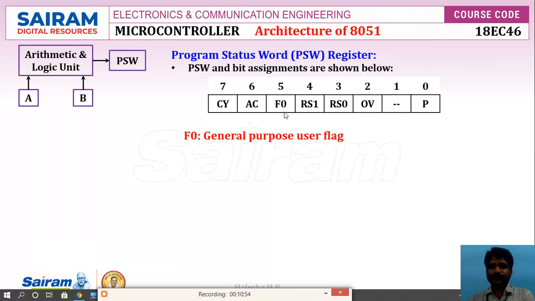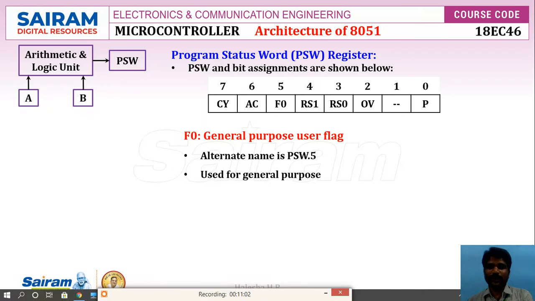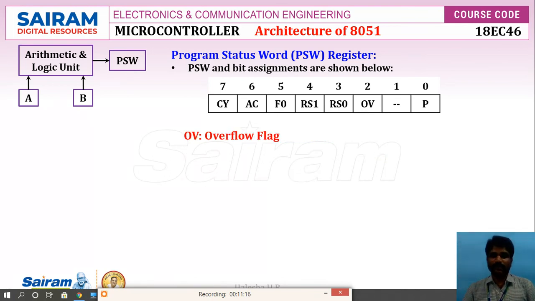And the next one is F0, the general purpose user flag. Again the alternate name is PSW.5, used for general purpose. As the name itself tells, the user can define it however they want based on the application and requirement. And the next conditional flag, overflow, I am going to explain in the next video.